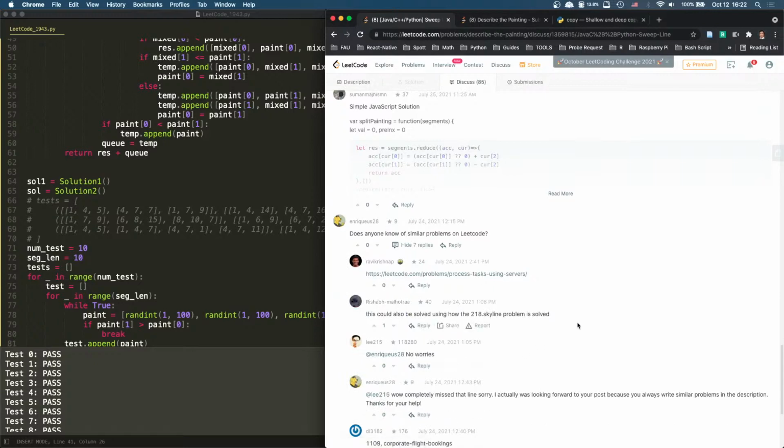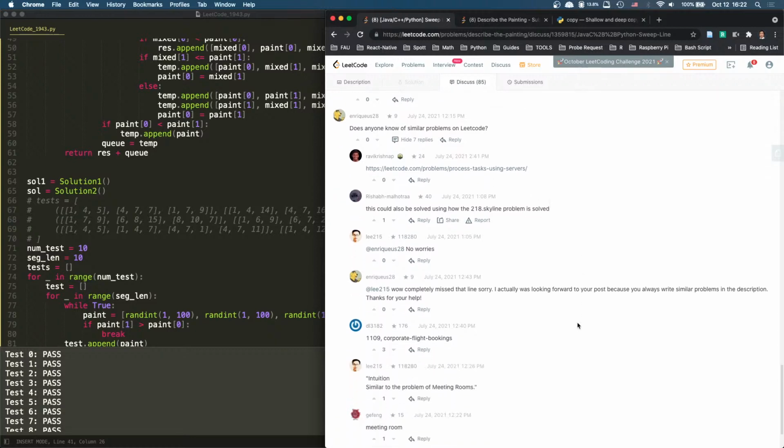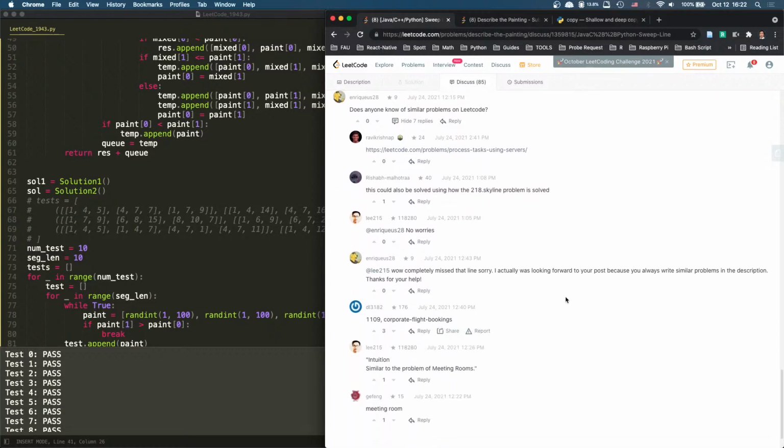Process tasks using servers. Skyline. I did Skyline, I think, but I forgot.